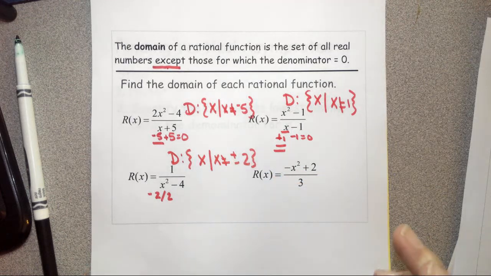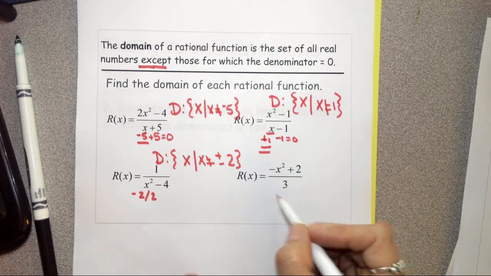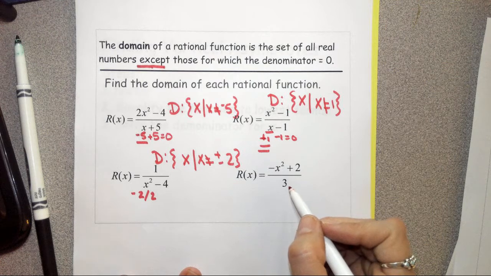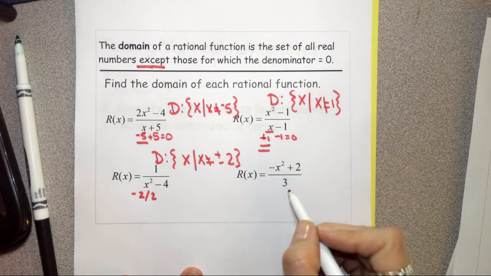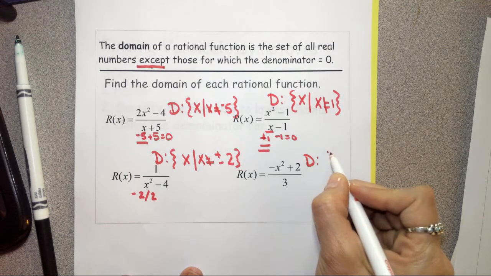All right, the last problem right down here, notice there are no x's in the denominator. And the only thing I care about is the denominator. So there's nothing down here that would make this 0. So this domain is simply all real numbers.